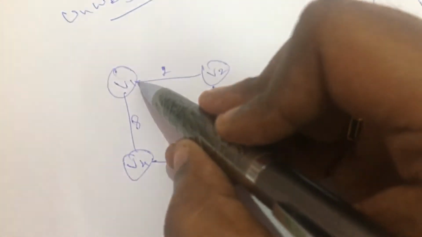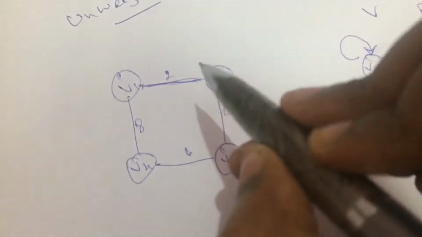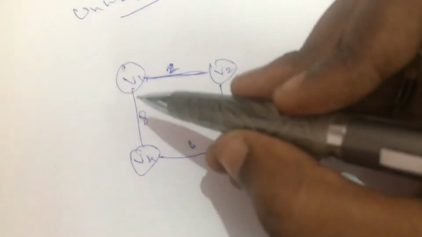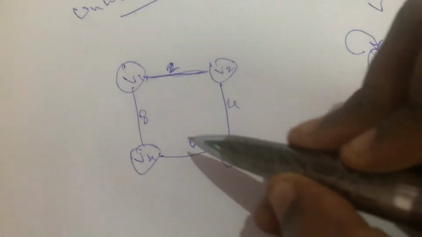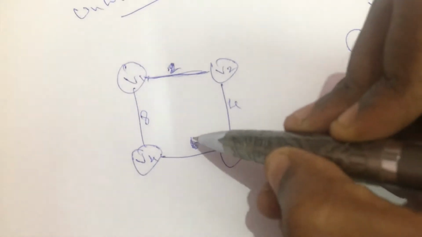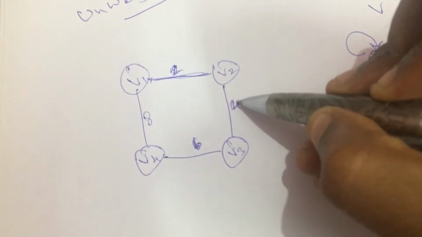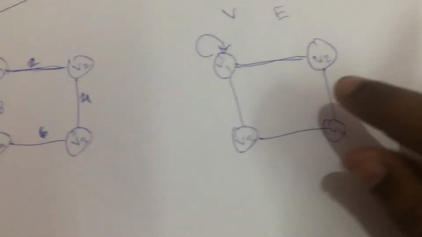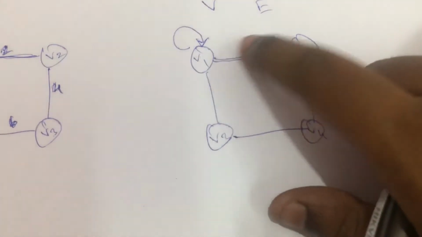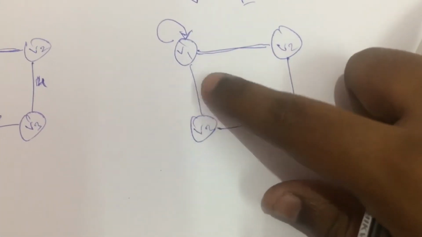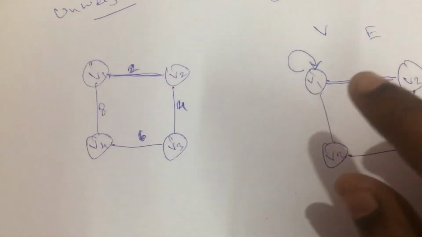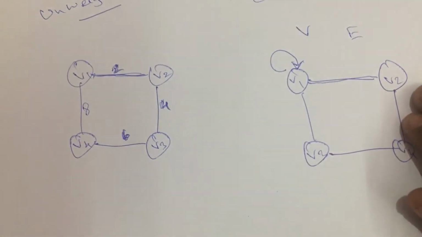For example, I can say the edge between v1 and v2 has a weight of 2, right? In the same way, v1 and v4 has a weight of 8. So v4 and v3 have a weight of 6, and here it is going to be 4, right? So this is a weighted graph. And when it comes to the unweighted graph, again you can consider the same example where none of the edges, right, none of the edges have any weight mentioned. So this is the main difference between a weighted graph and an unweighted graph.